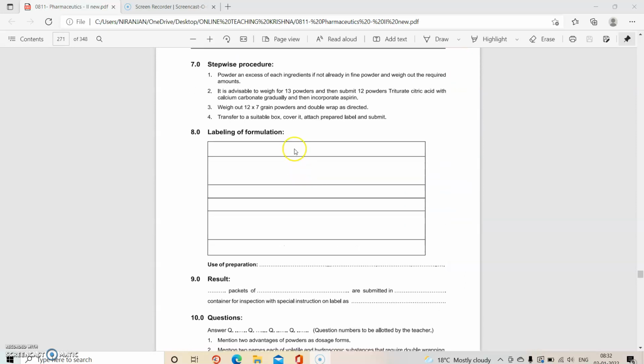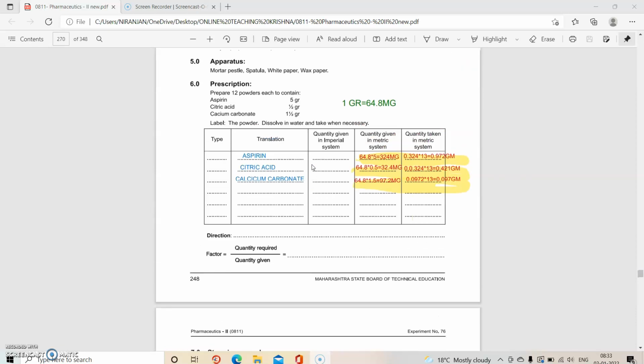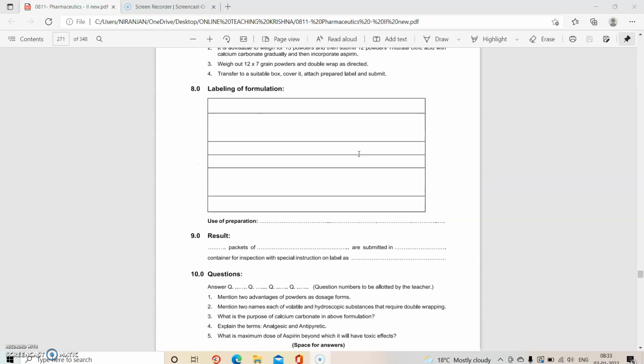So divide it in 12 equal parts, and you have to submit the powders in a wide mouth bottle, and you have to label it. So that is the calculation part. Remember, 1 grain is equal to 64.8 milligram. So by which you can convert all these empirical system into metric system. So that is about the 76 experiment.